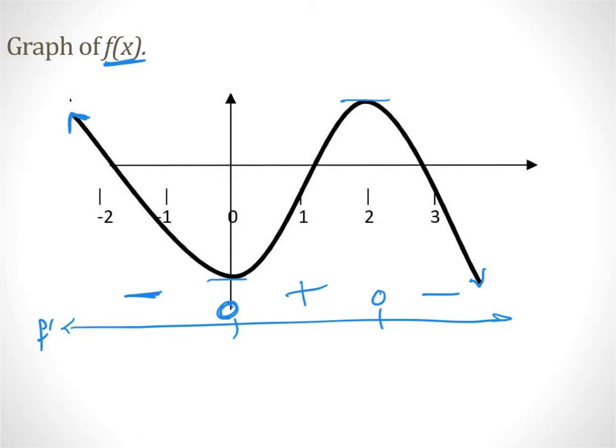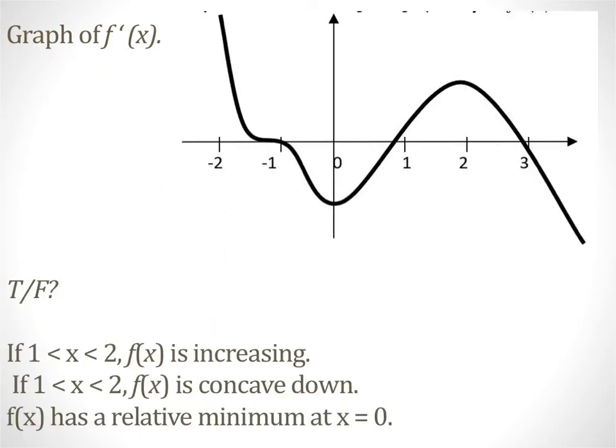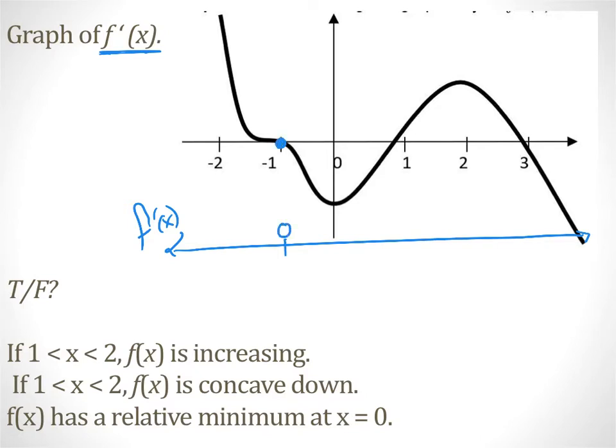Now let's take a look. What if this was a graph of the derivative instead of the function? So now we have a graph of the derivative. And again, let's go ahead and create a sign chart, a number line for this. And this is the graph of the derivative, and the derivative is 0 here. It is 0 here, and it is 0 here.